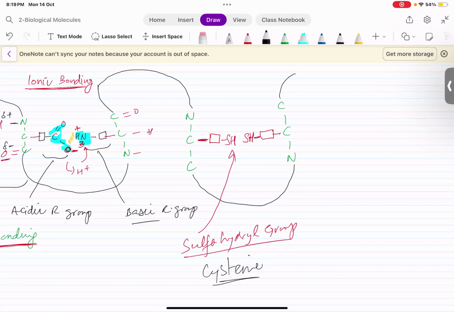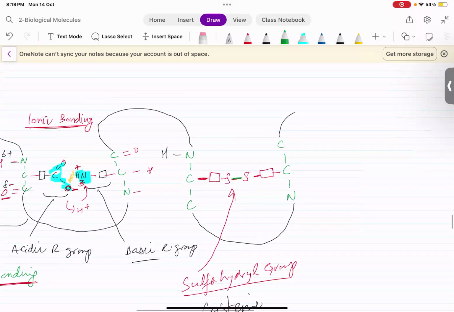Okay, so if an amino acid has a sulfhydryl group on its R group, and its R group comes face to face with the R group of another amino acid which has a sulfhydryl group, this hydrogen will be removed from both of these sulfhydryl groups. Okay, and a covalent bonding is formed in between these two R groups. This covalent bonding is known as disulfide linkage.